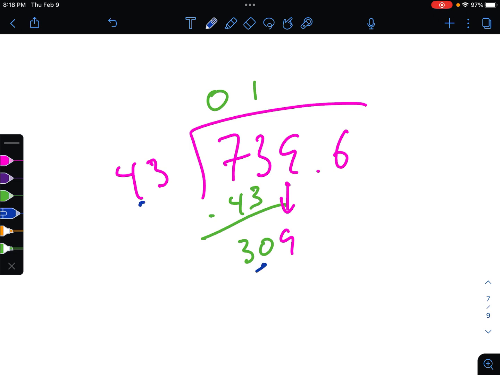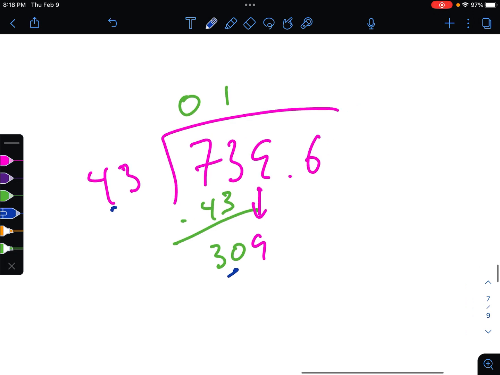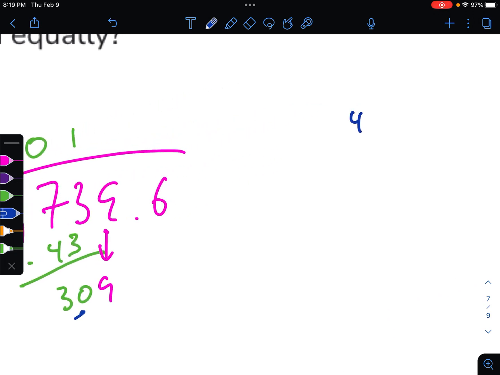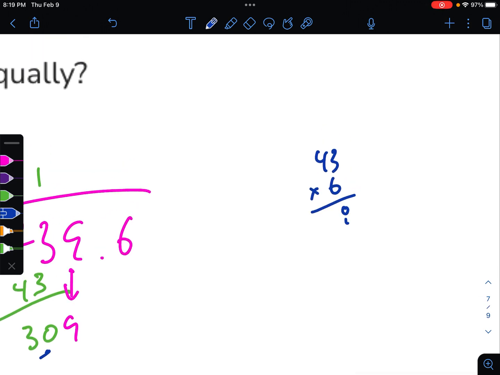I'm going to look at the 4, and I'm going to look at the 30 and go, I don't know, 4 times 5 is 20, so it's probably more than 5, maybe 6. I'm going to try 6. I'm going to do a little margin math over here. 43 times 6. 6 times 3, 18. 6 times 4, 258.